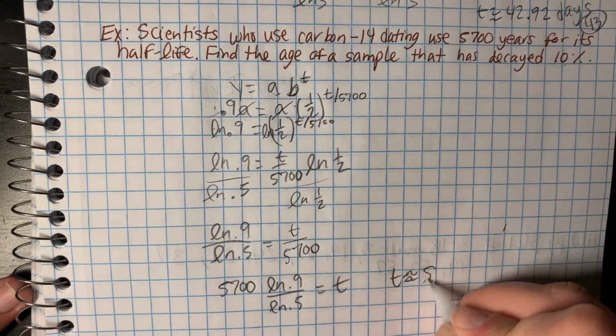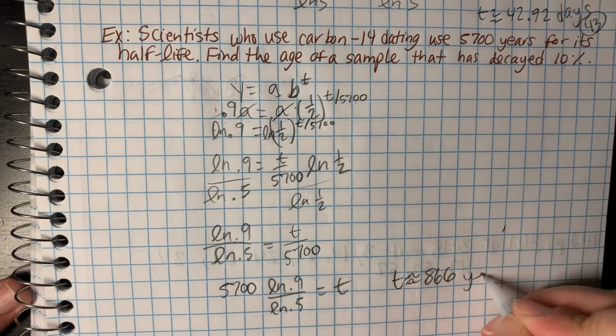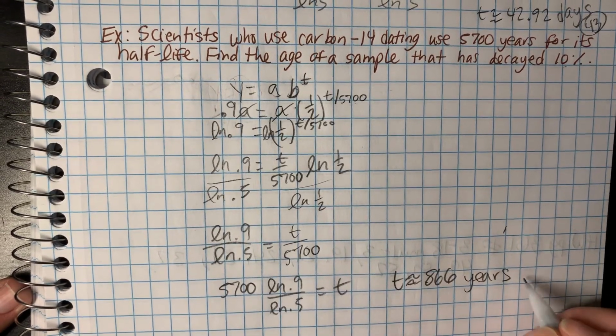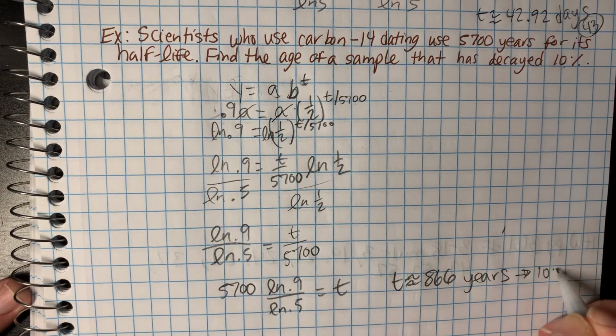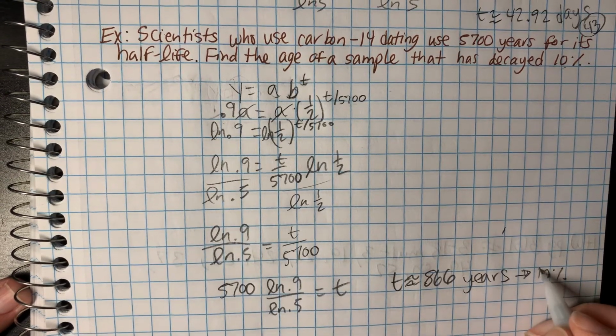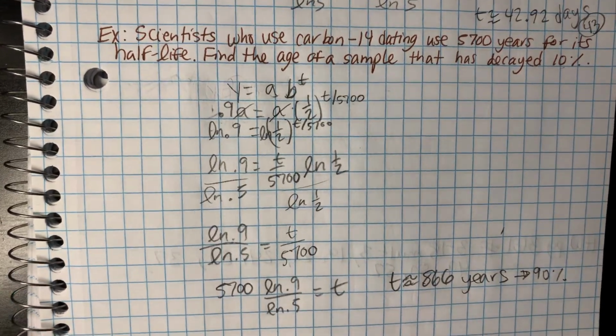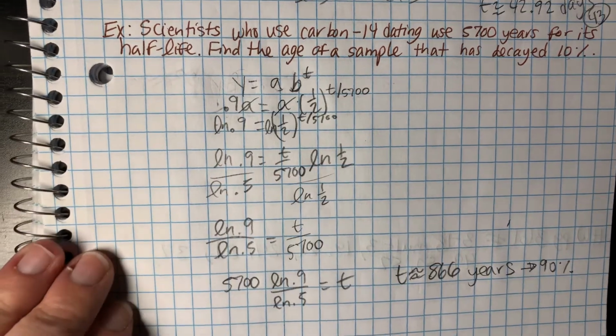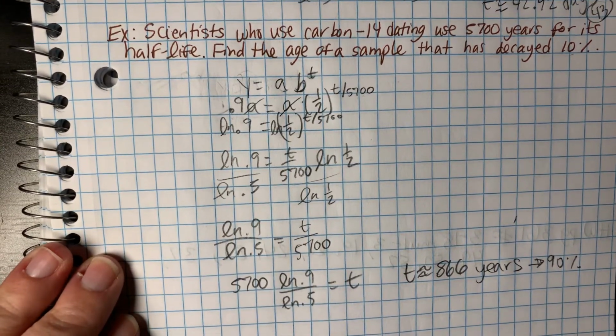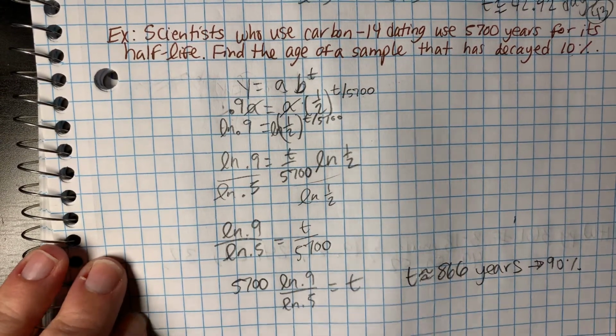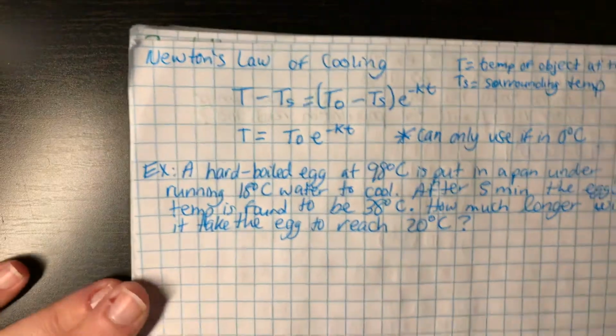So we'll say it'll take approximately 866 years to get to 10% of the substance gone, or 90% of the substance there. Okay, kind of crazy. That's why radioactive material is something you don't want to mess with. All right, last problem with a bunch of information on it.